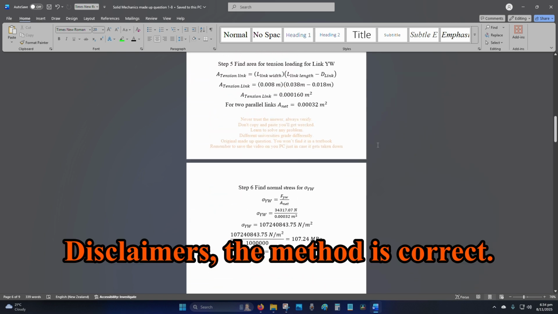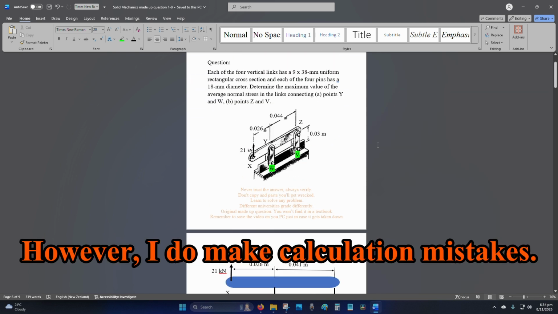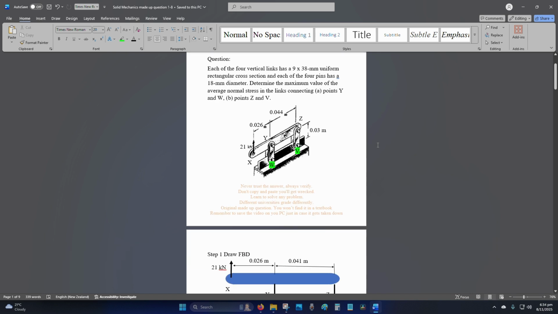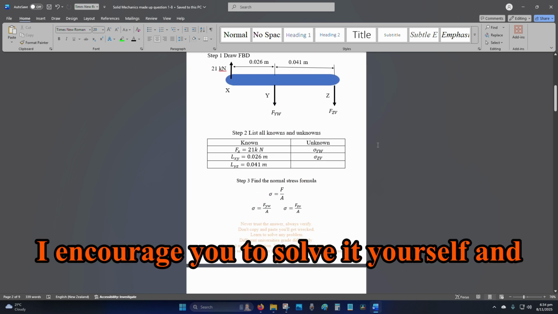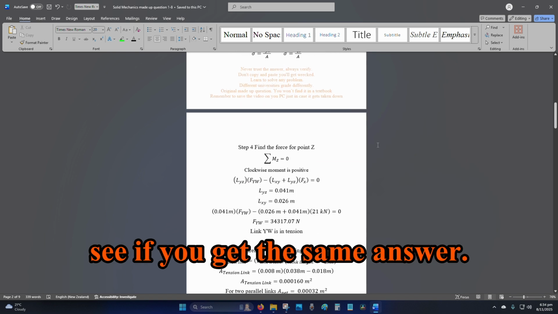Disclaimer: the method is correct. However, I do make calculation mistakes. I encourage you to solve it yourself and see if you get the same answer.